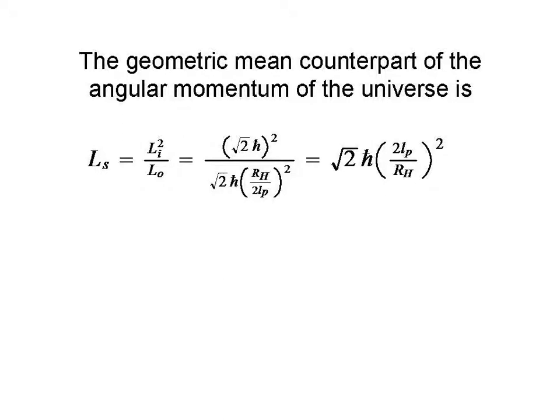The geometric mean counterpart of the angular momentum of the universe is given by, we'll call it L sub s, and using the geometric mean type equation, it'll be the initial angular momentum squared divided by the angular momentum of the observable universe. And we saw that the initial angular momentum was the square root of 2 times h bar, so we square it. And we'll divide that by the square root of 2 times h bar times the large number, which is the angular momentum of the observable universe. And it works out to be the square root of 2 times h bar times 2 l sub p over r sub h, quantity squared.